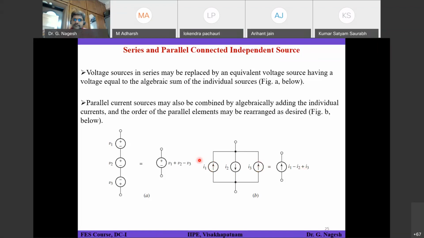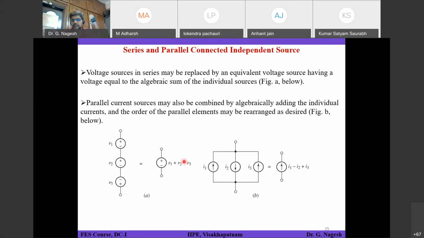So the first thing you have to do is choose any one reference. You can choose I1 as reference, or I2, or I3. That is your choice. If I choose I1, current is flowing in the upward direction. So all currents flowing in the upward direction will be considered positive, and anything flowing in the opposite direction we will consider negative. This is applicable only for parallel connected sources.